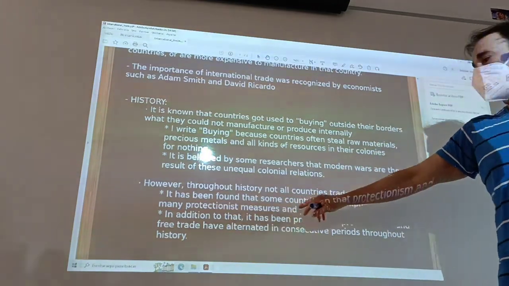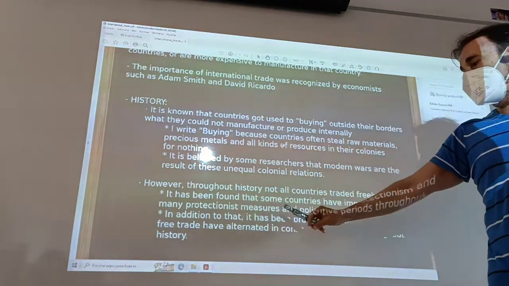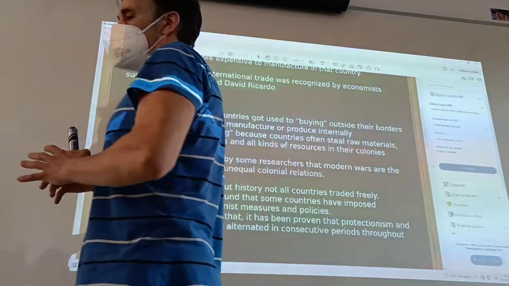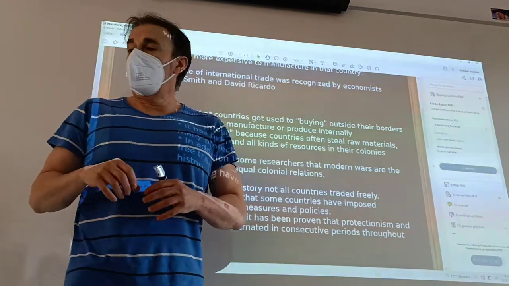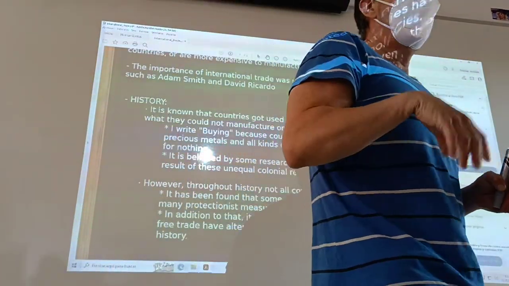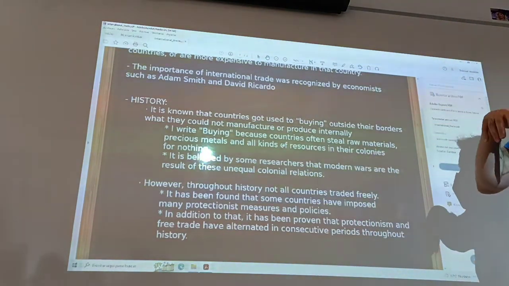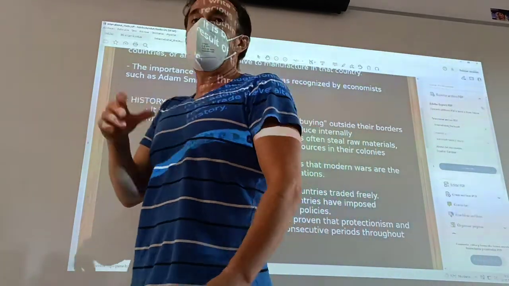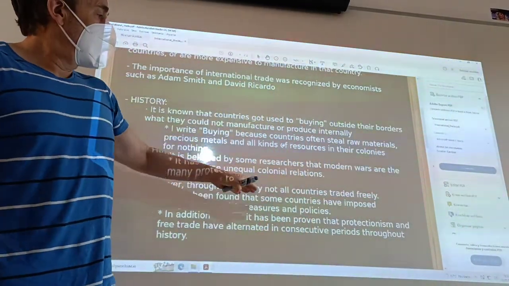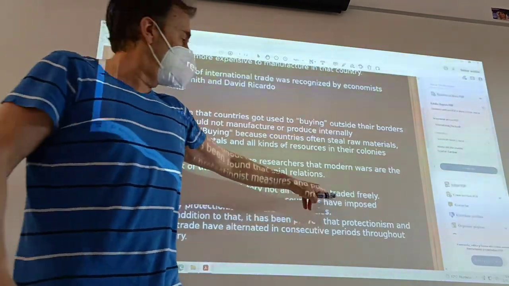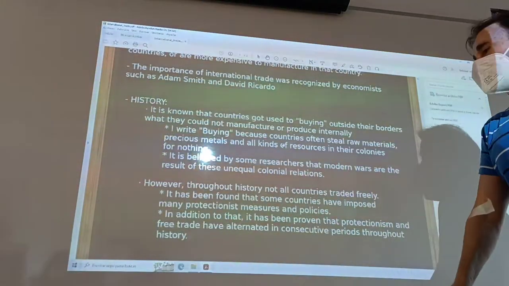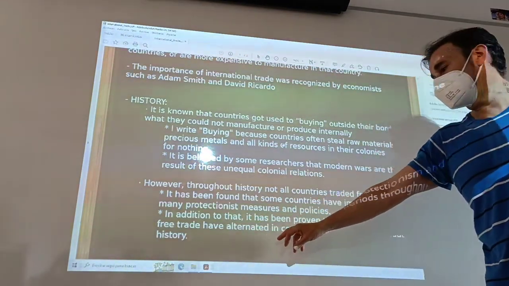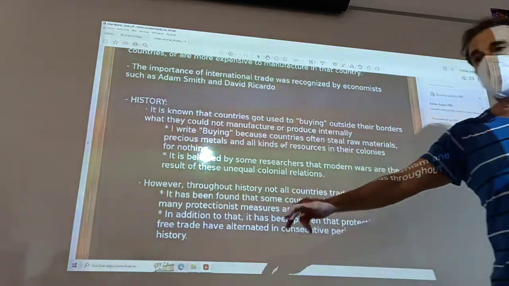It has been found that some countries have imposed many protectionist measures and policies. There are tools that break international trade. If I put a tax on the import of another product, I am breaking international trade or free trade. In addition to that, it's proven that protection and free trade are both fantastic to consider in the history of trade.